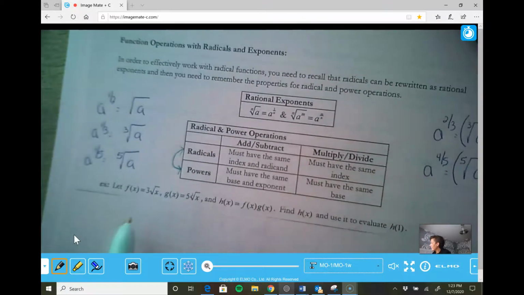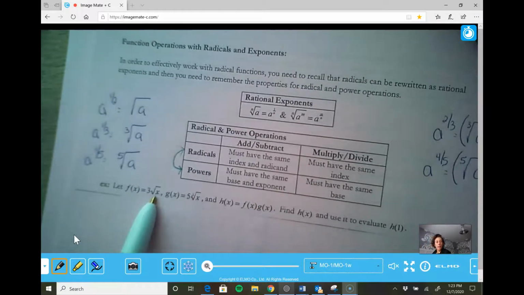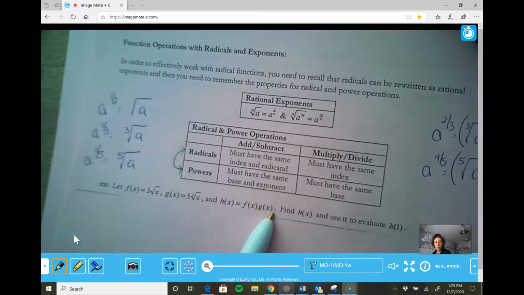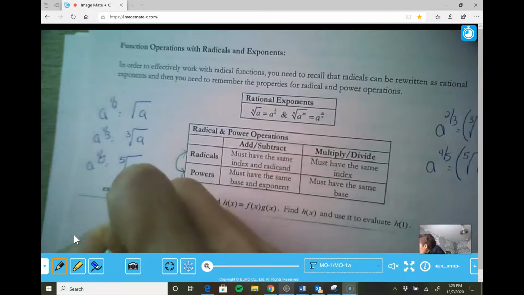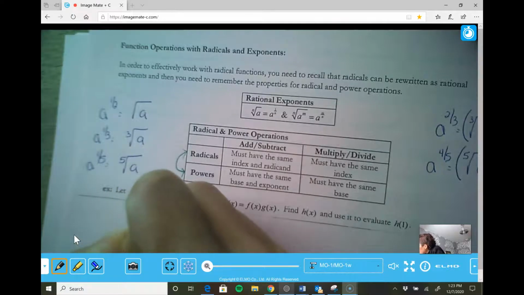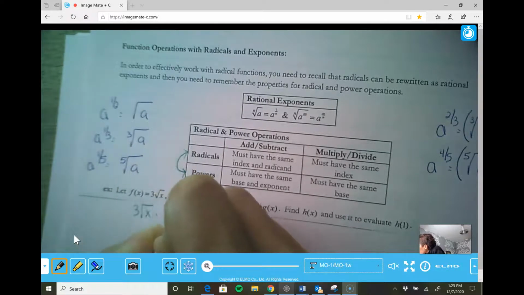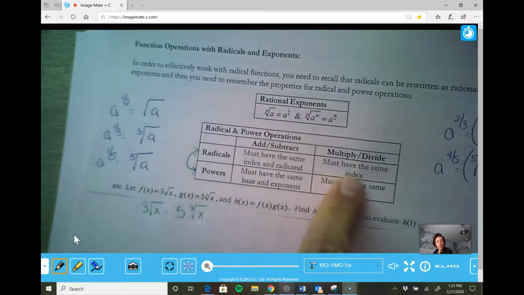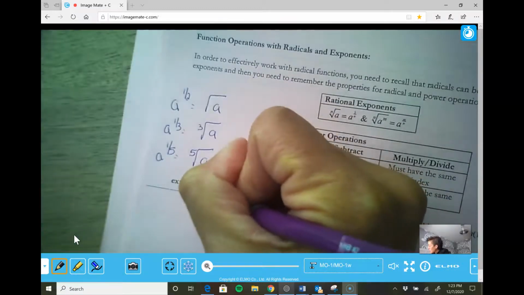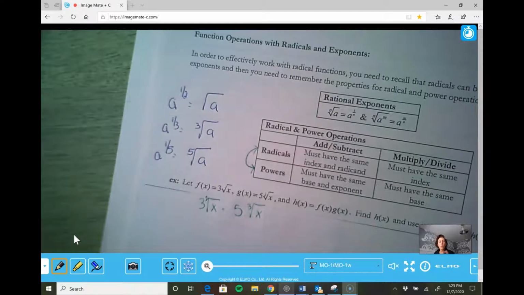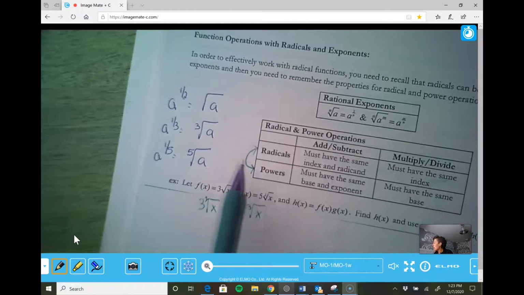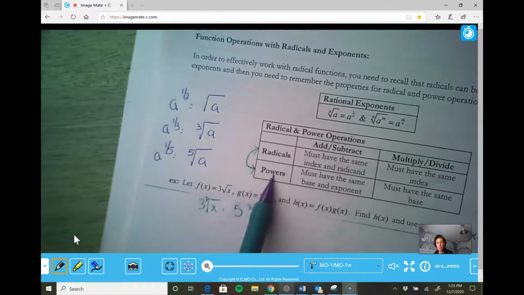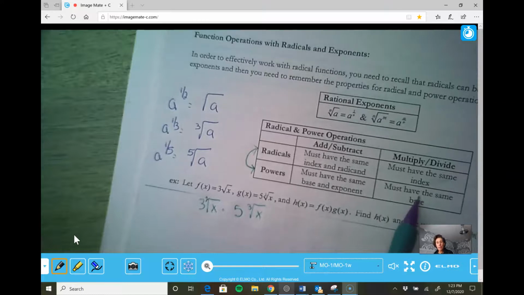So let's take a look at this. We have this problem, f of x and g of x, and we are going to multiply them. So right now, when I try to multiply these, according to what I just said, these are radicals, they have to have the same index, but they don't. This is a cube root, and even though we don't see it, there's a little 2 there. So right now, I can't do this because they don't have the same index. But what I can do is rewrite it as an exponent, and then maybe I can work with them.